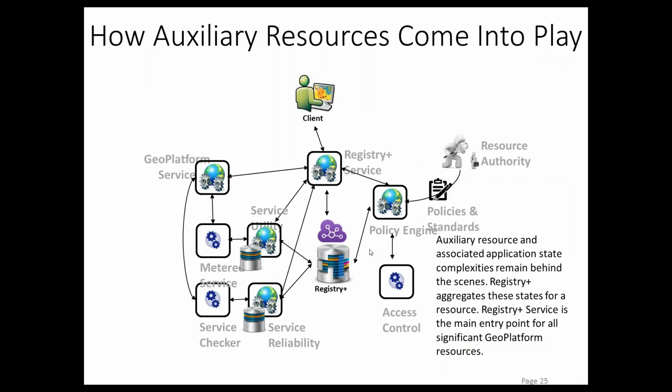So here's just a mock-up of some of the auxiliary components of the registry that may come into play. So we talked about service reliability and the service checker, but there are other things. There may be policy-related artifacts that go along with an item. There might be access control things that go along with an item. Those are auxiliary components of that service or of the core registry. Similarity indexes would be an example of an auxiliary resource coming into play.